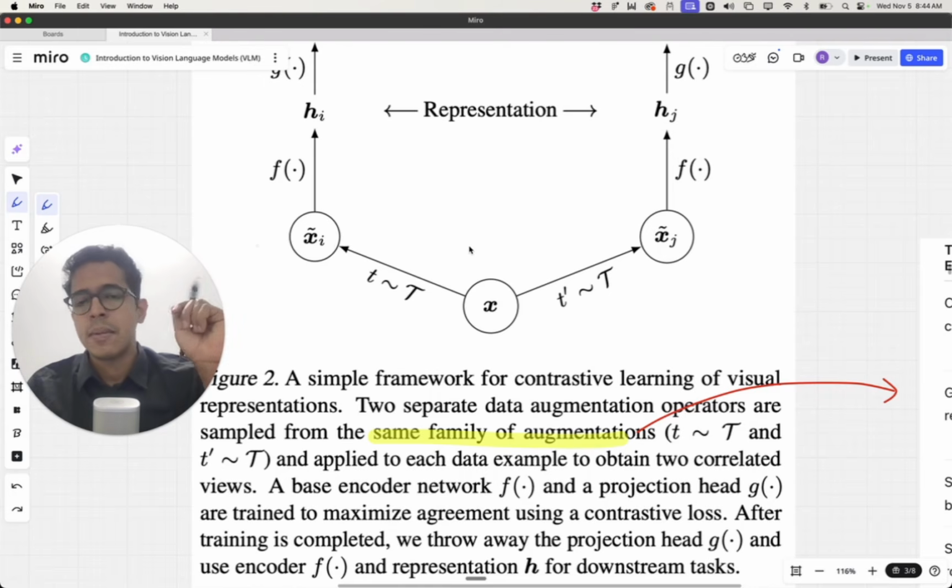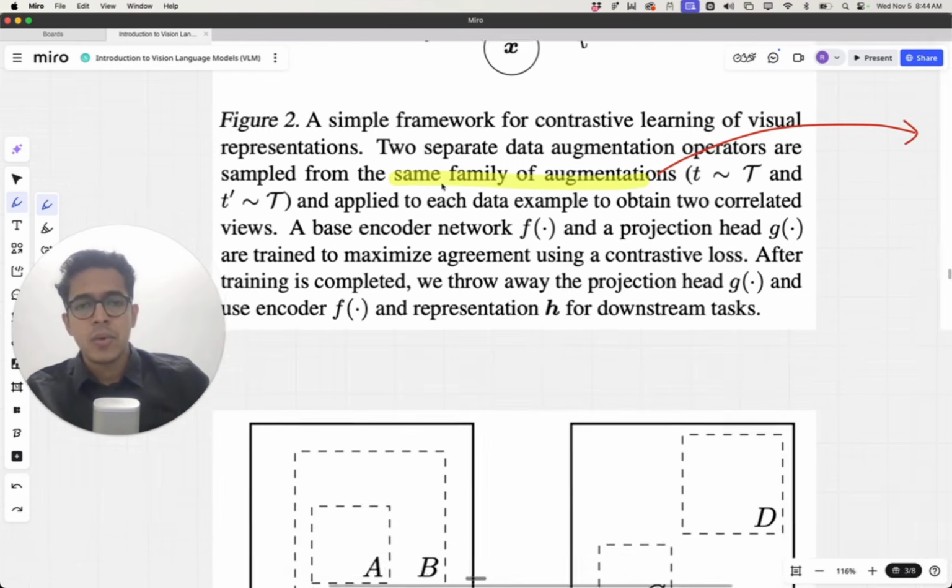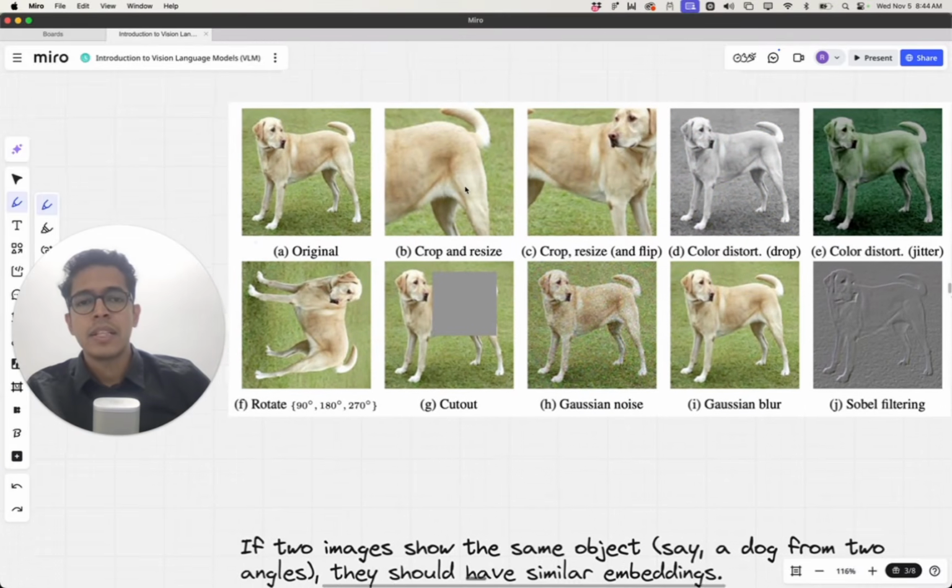Now, what are some examples of transformations? One could be converting the color scale from RGB to black and white or grayscale. One could be random rotation. One could be random flipping. You could imagine random cropping. I'll come back to this figure 2, but let me show you some examples of transformations that are discussed in the paper.